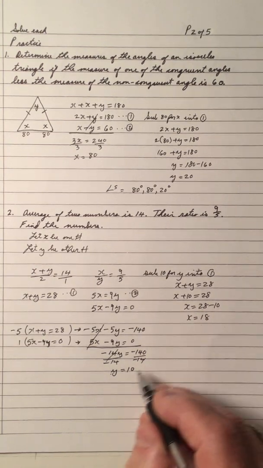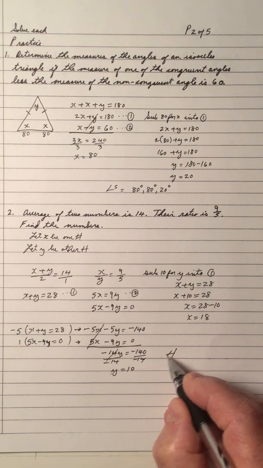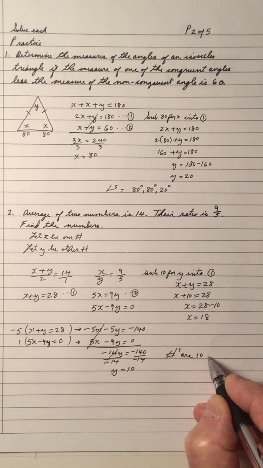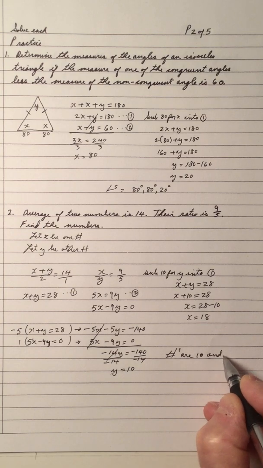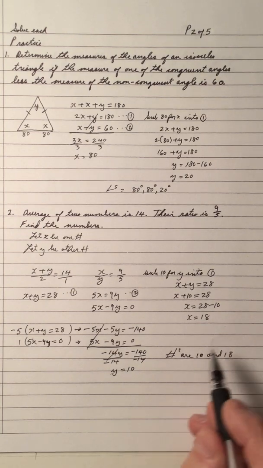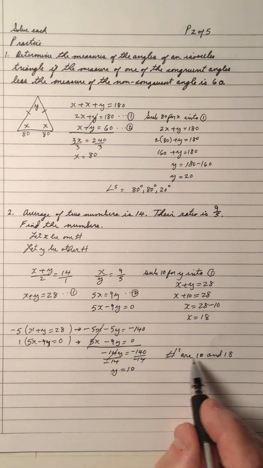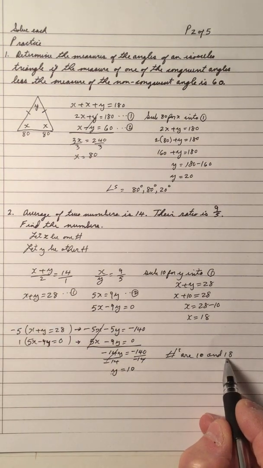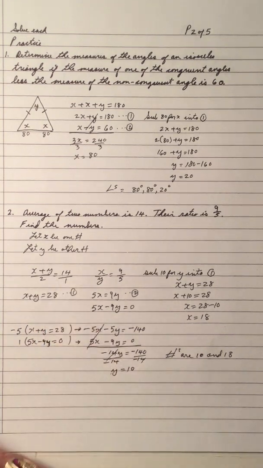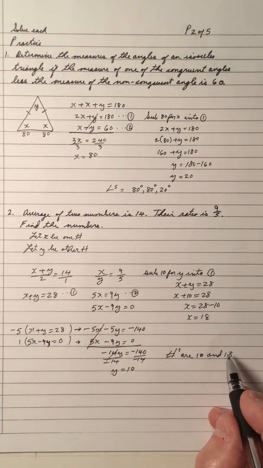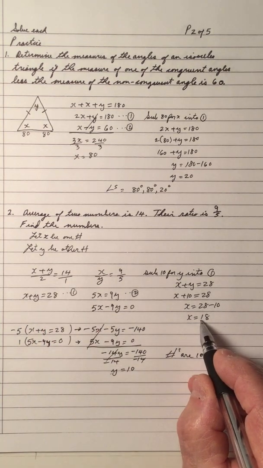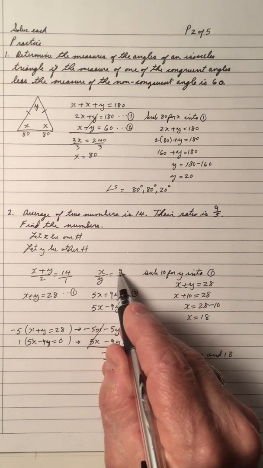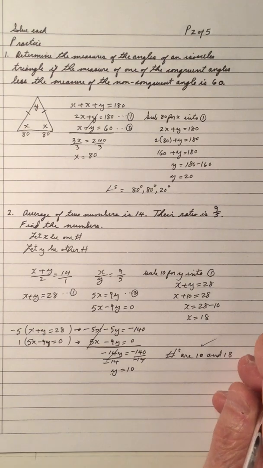So the two numbers are 10 and 18. If you notice, you can check it out. If you add these two numbers up, you get 28. 28 divided by 2 is 14. If you do the ratio of x, which is 18 over 10, 18 over 10 reduces to 9 over 5.